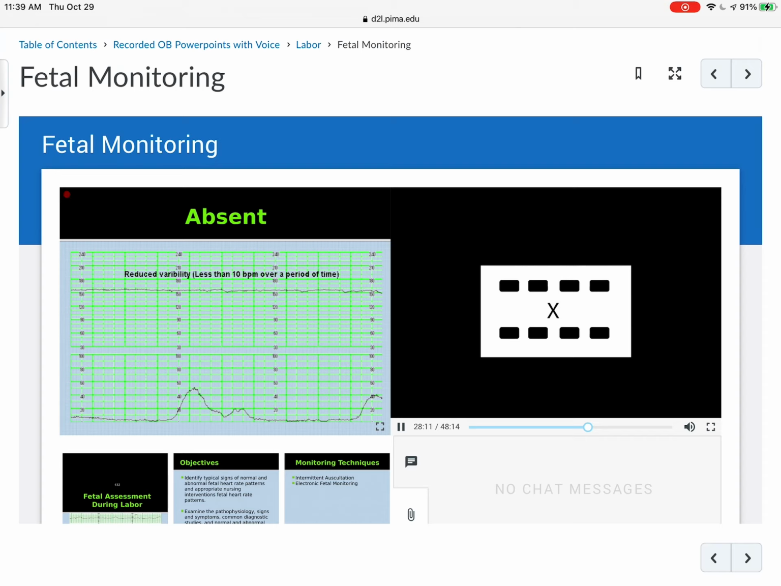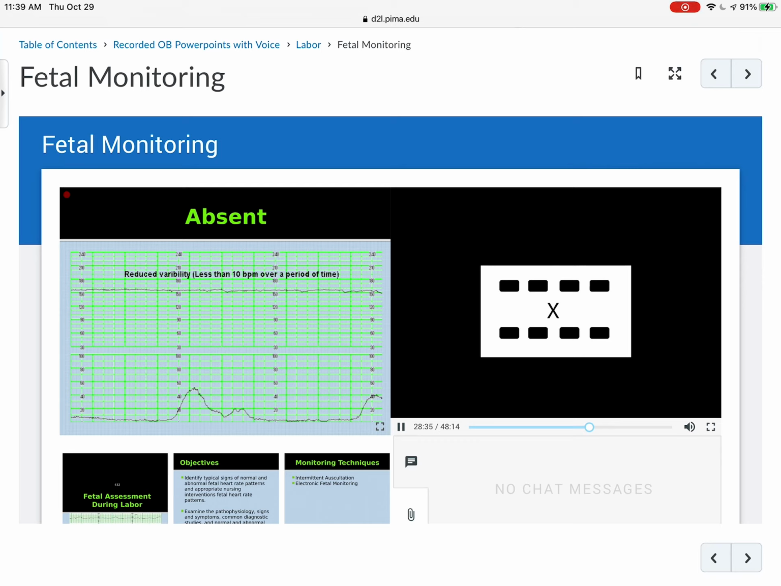So here, this would be absent or minimal, and really it doesn't matter, because they're both bad. It's variation less than 5, it's a straight line. You need to do something about it or it's just going to get worse. The fetal heart tones are about 155, which is normal, but it's absent variability and you need to do something.